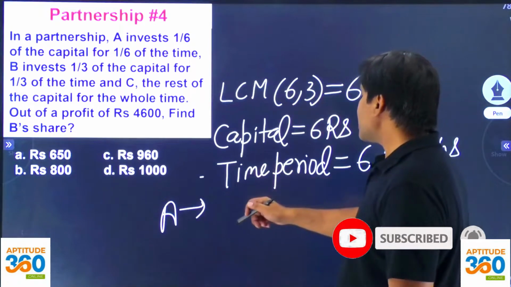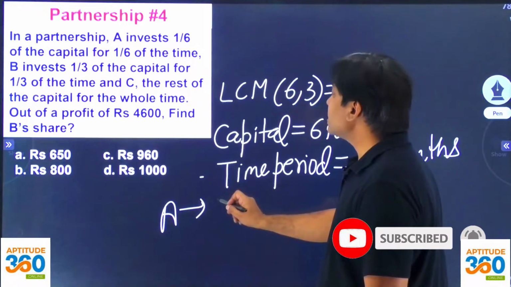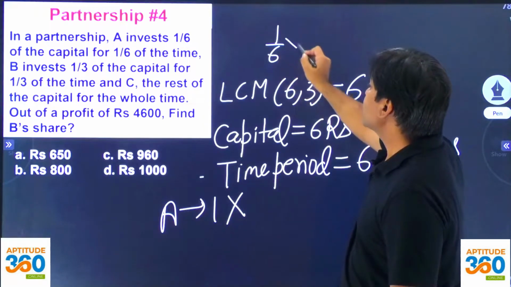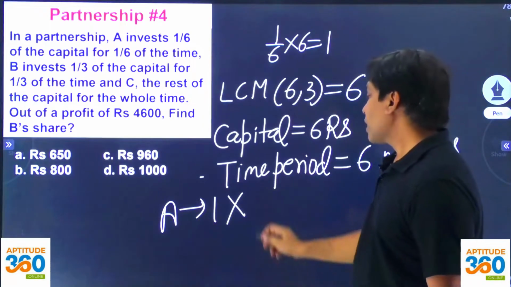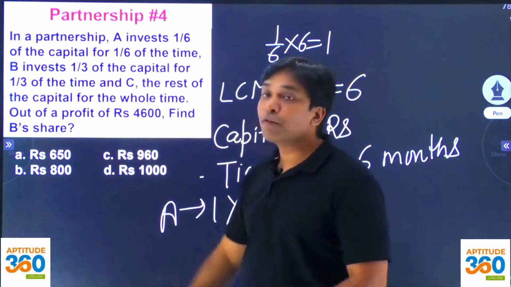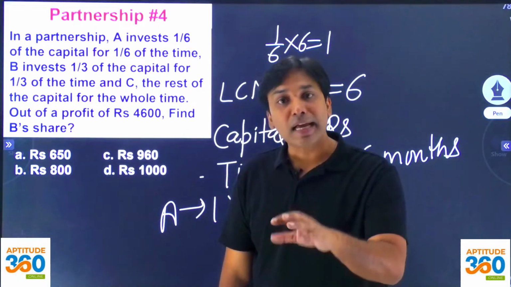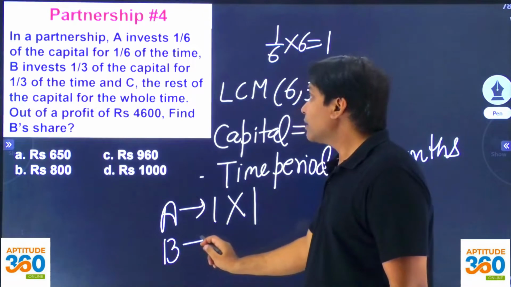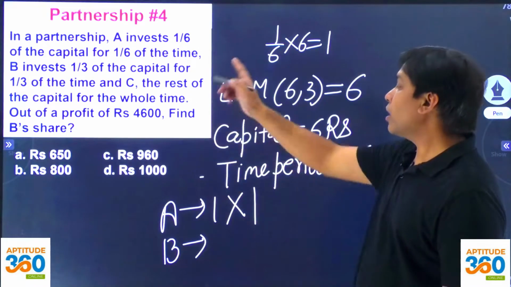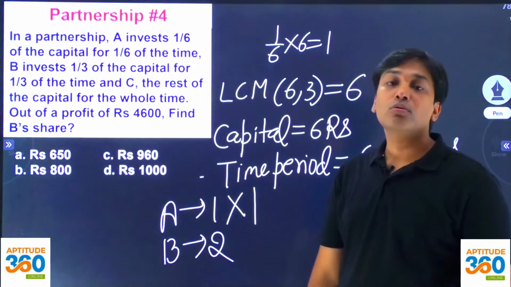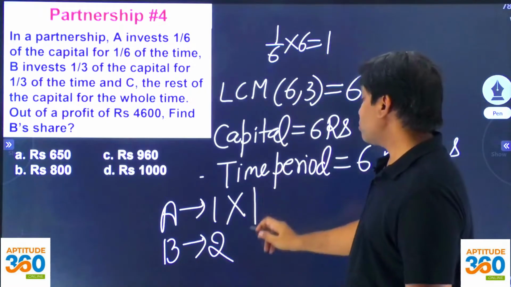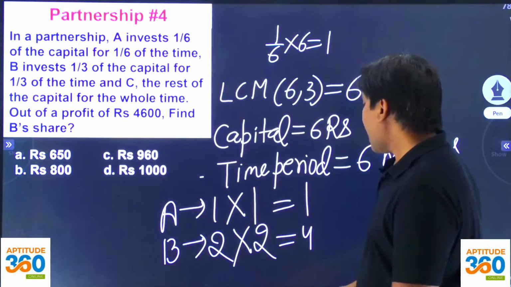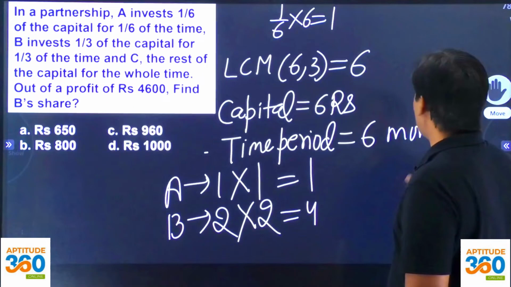So A has invested 1 rupee. You understand this? 1/6 of 6. It is coming out as 1 rupee. 1/6 of the capital for 1/6 of the time, and the total time that I have taken is 6 months, so 1 into 1. And then B has invested 1/3 of the capital. What is 1/3 of the capital? 2. 1/3 of 6. 2 for 1/3 of the time, which is 2. So this value is 1 and this value is 4. How about C? What is going to happen to C?